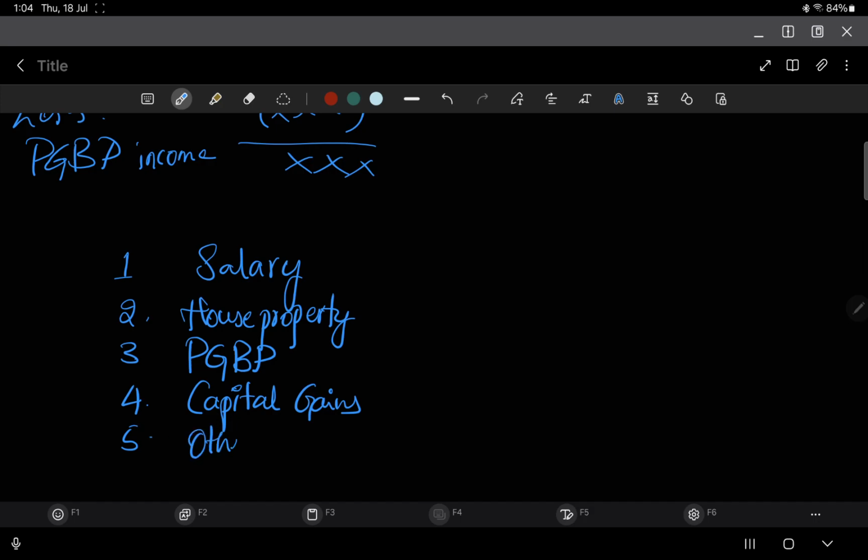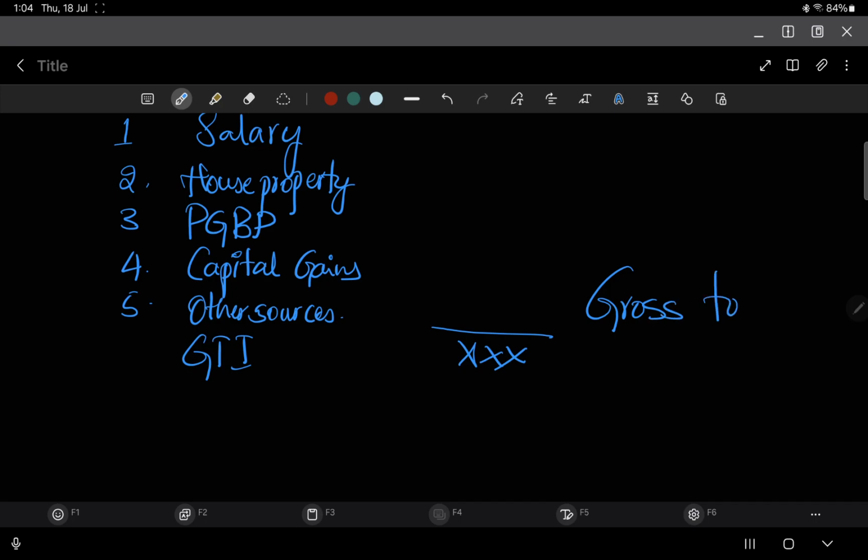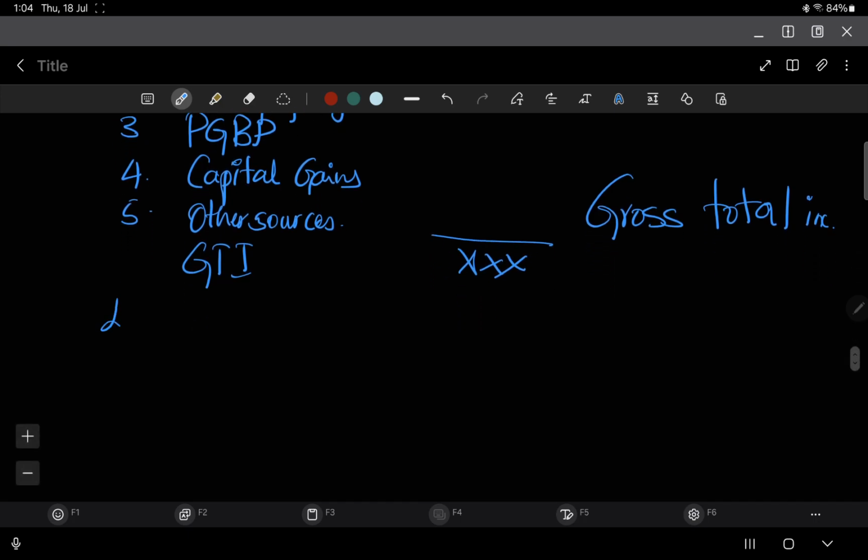Fifth one is other sources. Now once you get all 5 heads of income, the total of whatever you get here will be called as gross total income. Now once I get my gross total income, what do I do?